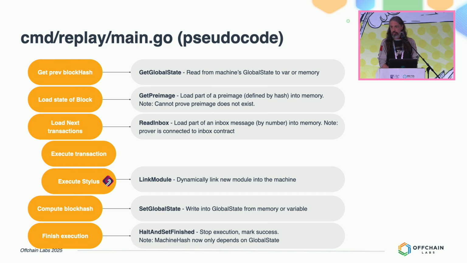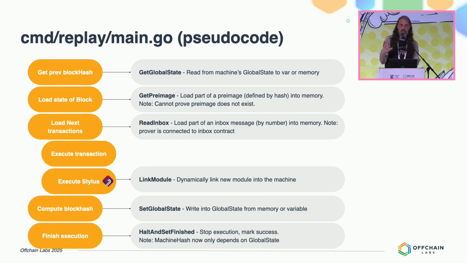We have an interesting read inbox, so to read the next transactions, what I need to do is read the inbox. The inbox is something that was posted on chain. My one-step prover knows what's posted on chain because it exists on the same chain. So it is very easy to prove to it what exists on chain, and then I can read the inbox from it.